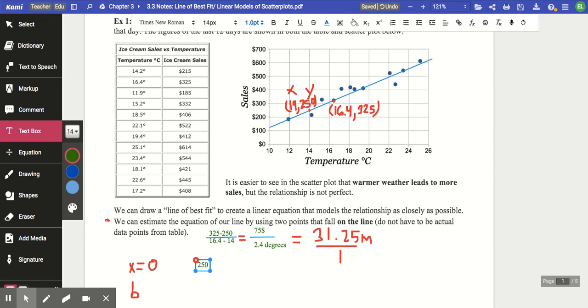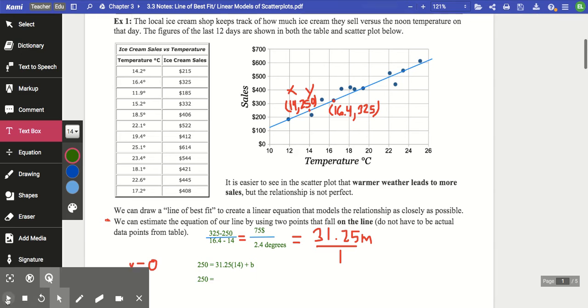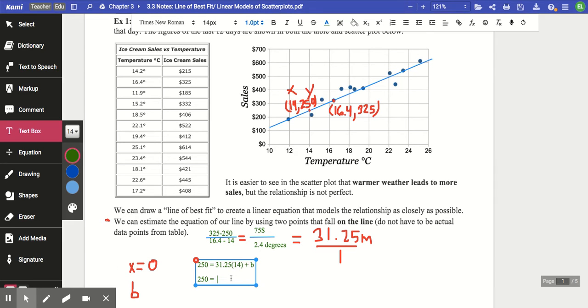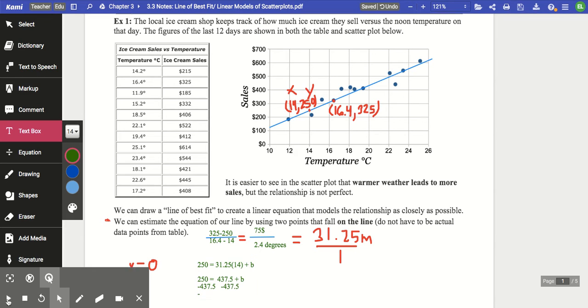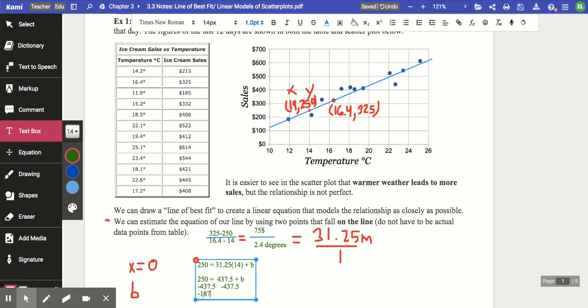So the sales should be 250 when it is 14 degrees outside, but there's some starting value to make this true. So if I calculate this, it simplifies to 250 equals 437.5 plus b. Then solving for the value of b means I have to subtract that quantity from both sides. And therefore b would equal negative 187.5. And that is our starting value.